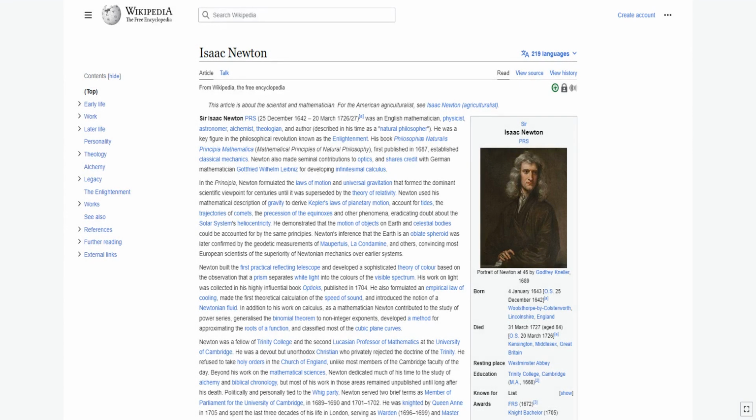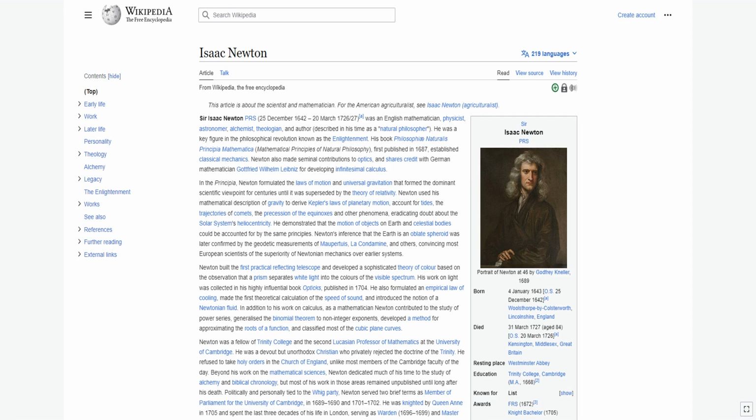Sir Isaac Newton was an English mathematician, physicist, astronomer, alchemist, theologian, and author, described in his time as a natural philosopher. He was a key figure in the philosophical revolution known as the Enlightenment. His book Philosophiæ Naturalis Principia Mathematica, Mathematical Principles of Natural Philosophy, first published in 1687, established classical mechanics. Newton also made seminal contributions to optics, and shares credit with German mathematician Gottfried Wilhelm Leibniz for developing infinitesimal calculus.